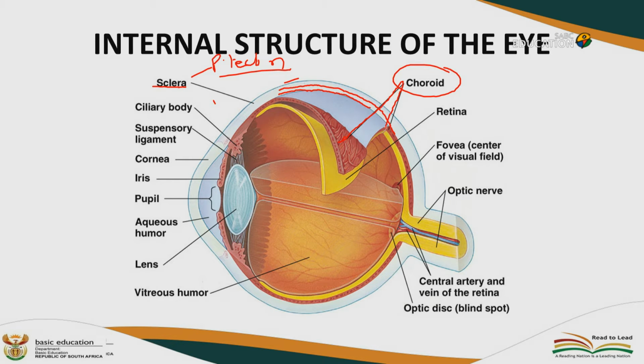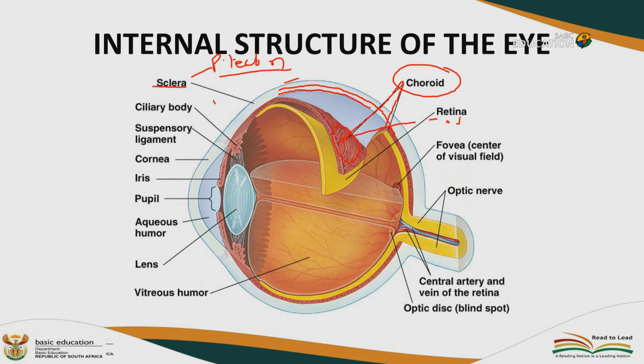And one thing that you can see, look at this, it is red. What does that mean? It means that it is living. It is red because it is for nourishment. It is richly supplied with blood vessels.